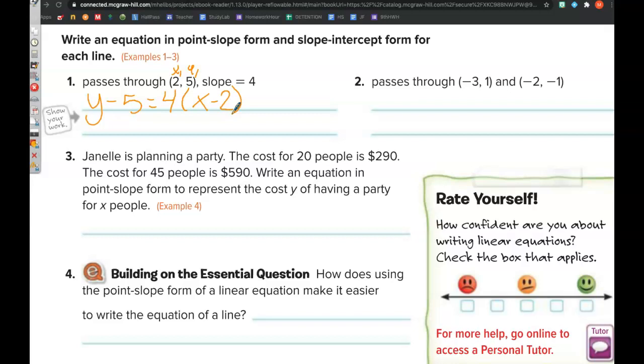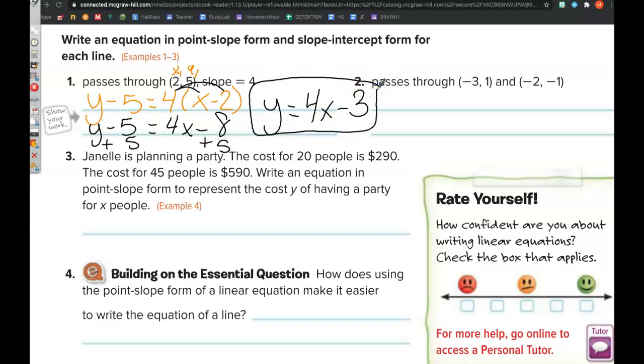Okay. Now for the second answer, you have to get it into slope-intercept form. So what do I have to do first? Josie? I distribute. What do you get when you distribute? 4x, and then minus 8. Good. Okay, and what do I do next? Shelby? Add 5. Which one do I add 5 to? Okay, so I get y equals 4x what? 4x minus 9. Thumbs up if you got that for your second answer. If you didn't, make sure you fix it.